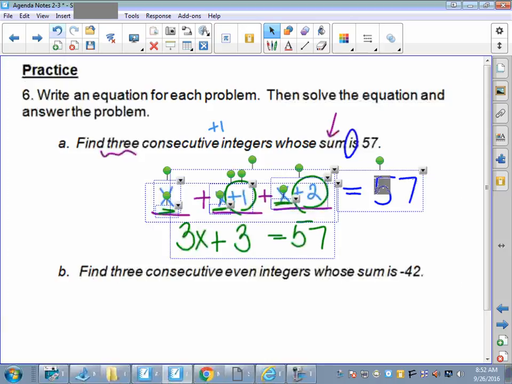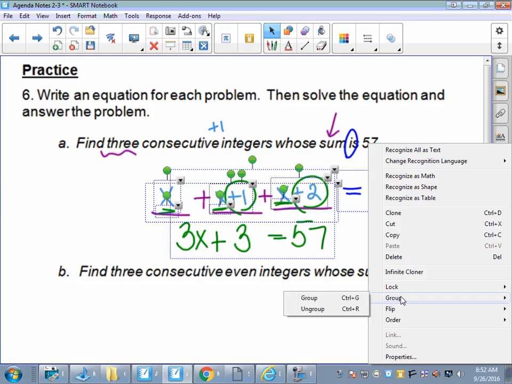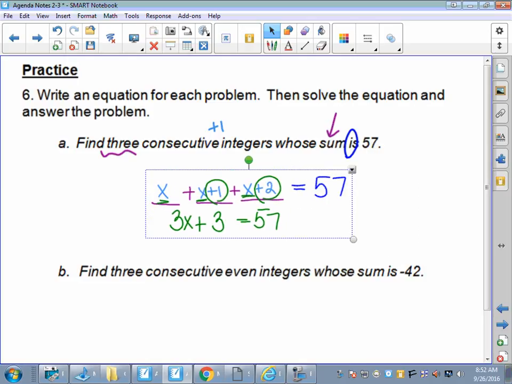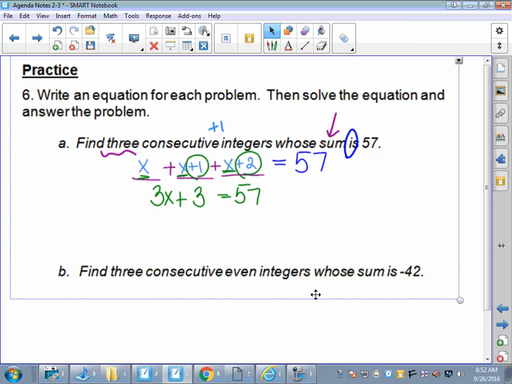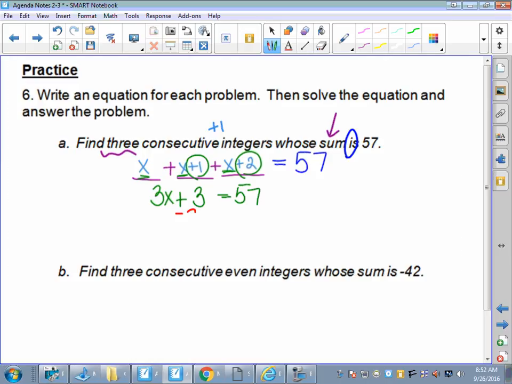Here we go. Now I've got myself a two-step equation, so what should I do first in order to solve that? Take care of adding and subtracting first, so I'm going to subtract 3, so 3x must be equal to 54. And now let's go ahead and divide by 3. So my first number has to be, what is that, 18?